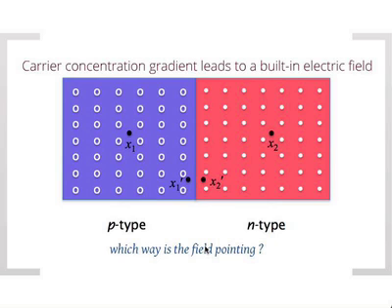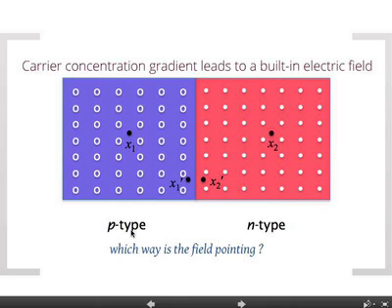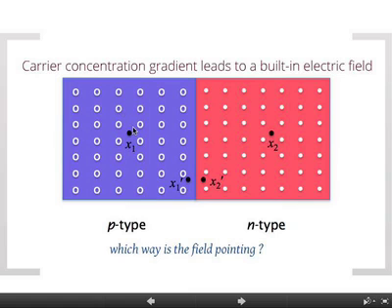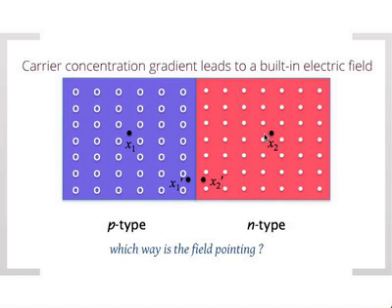The way to think about it is the following. There's a lot of holes here. There are very few holes here. So of course the holes will want to go from here to here, blue to red. And the purpose of the field is to maintain the equilibrium, meaning the purpose of the field is to prevent the holes from going from blue to red. So of course the field has to point from red to blue. It has to oppose the motion of the holes.